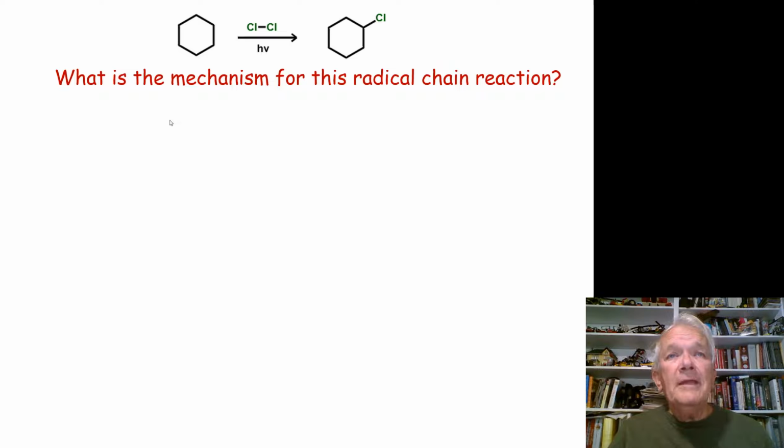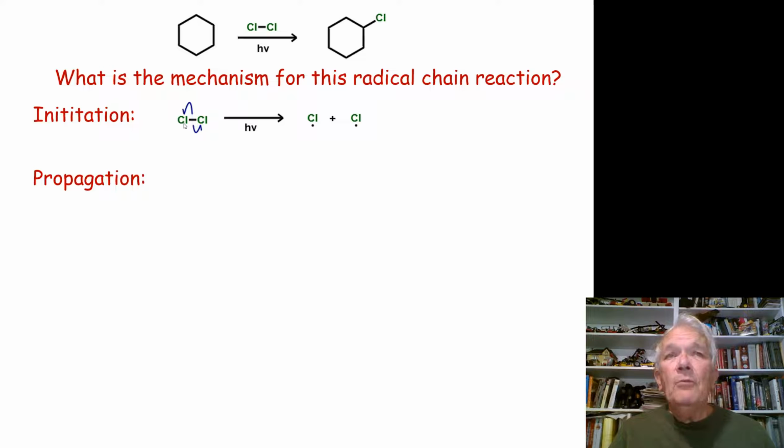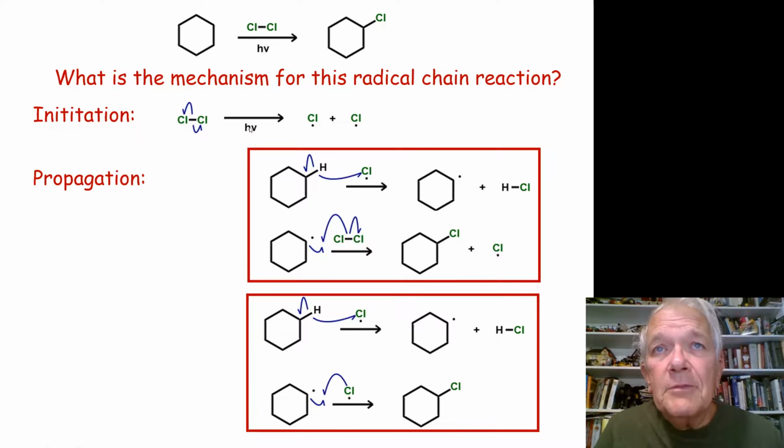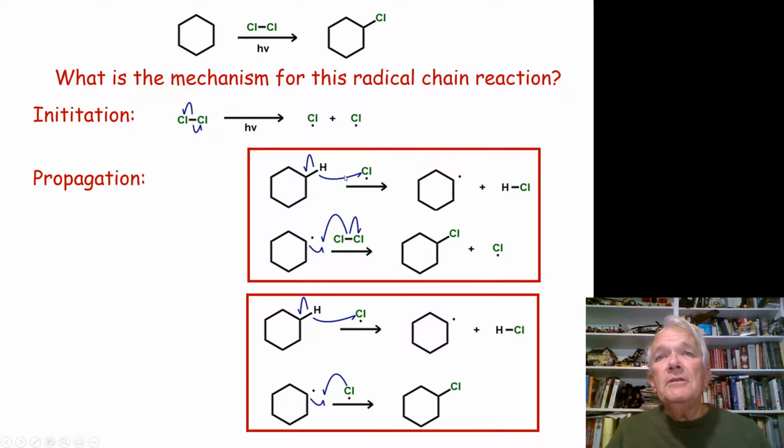So what's the mechanism? Well, the start is really simple. You initiate the reaction by shining light on the chlorine, getting two chlorine atom radicals. Propagation, how's that going to work? Well, here are two possible mechanisms. In both, the first case is the same. The chlorine radical that we produced extracts a hydrogen and gives a cyclohexyl radical. That's up here, that's down here.